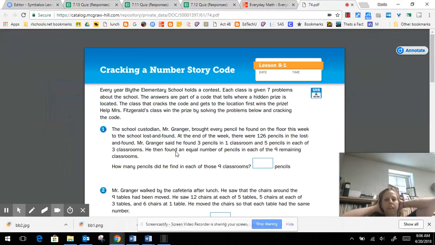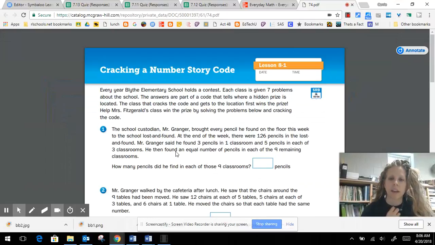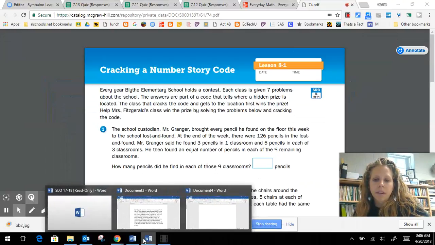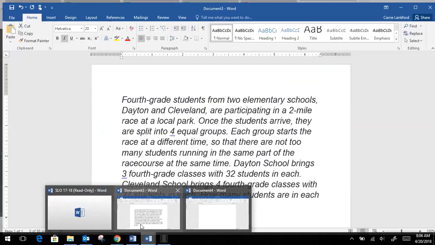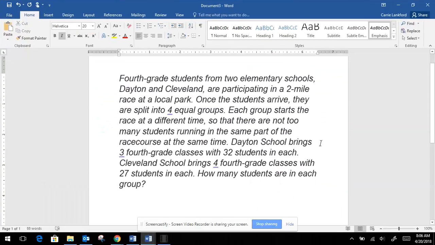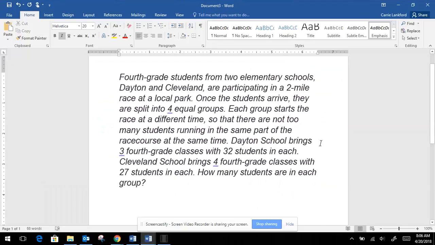And hopefully, you're excited to get back into a little bit of a routine after everything that happened with PSSAs and we're all over the place. So, we are doing 8.1 today, and we are starting with multi-step number stories. So, here is our math message to start off.